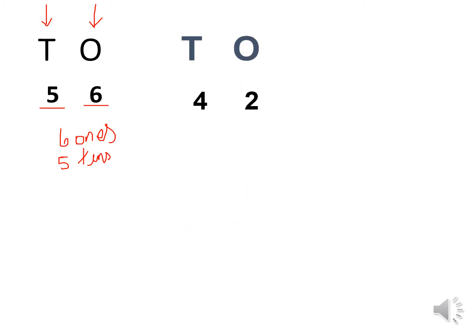Let's look at the number 42. What's the value of this 2? 2 ones because it is under the ones column. The value of this 4 is 4 tens because it is under the tens column. In the number 80, the value of this 0 is 0 ones because it is under the ones column, and the value of this 8 is 8 tens because it is under the tens column.